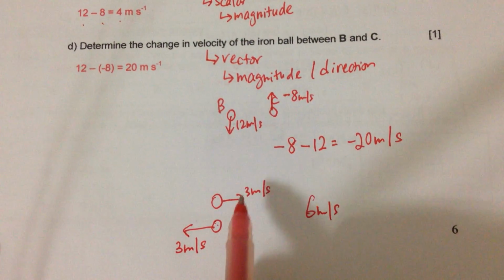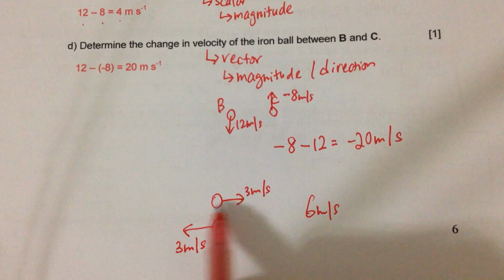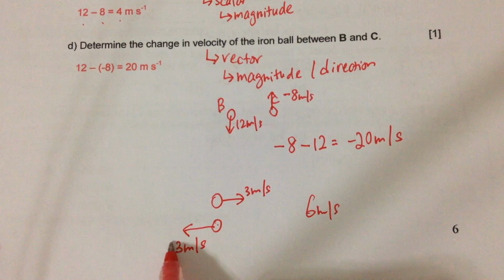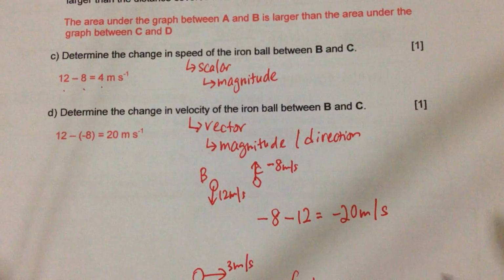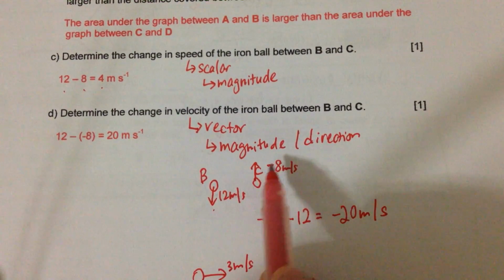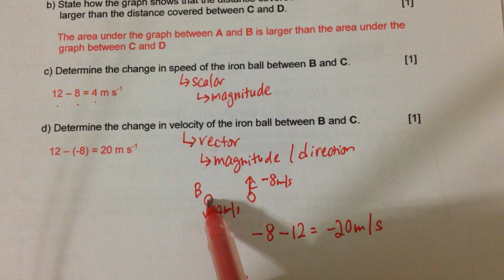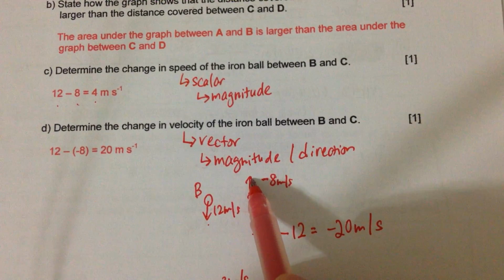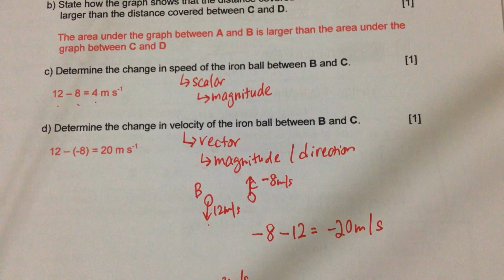Why? Number one, you need to first stop the ball, so it's 3 meters per second. After that, you need to give it another 3 meters per second to move backwards. So obviously the change is 6 meters per second. In the same way, if you want to go from 12 to minus 8, you must first remove the 12 meters per second downwards, then you must add the minus 8 upwards. So that's why the change is minus 20 meters per second. Alright. So that's all for exercise 2.4.